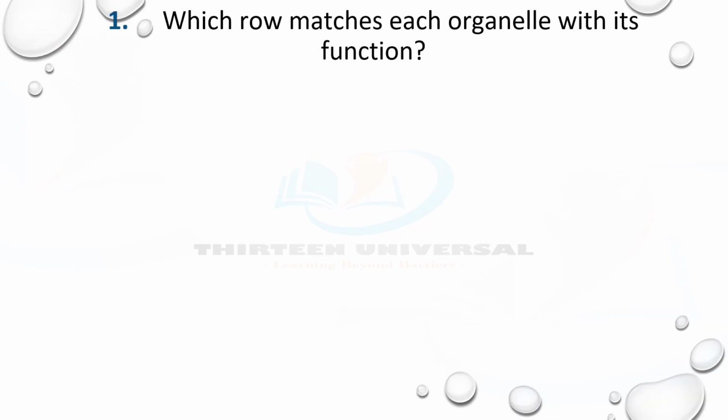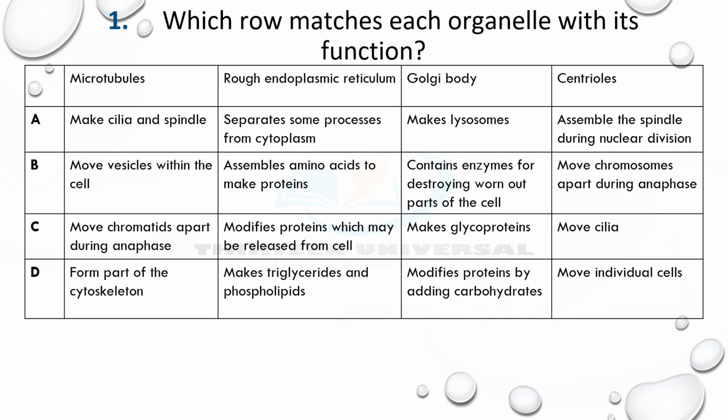Which row matches each organelle with its function? Let's eliminate the microtubules. Let's go down. Microtubules make cilia and spindle. Yes, they are part of cilia, from the basal body, and when they organize, they form the spindle.